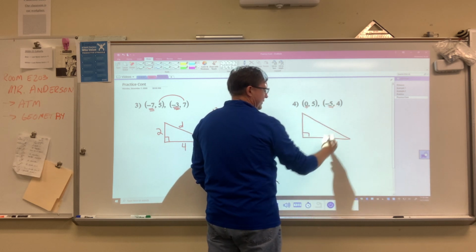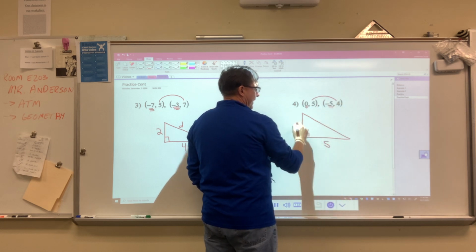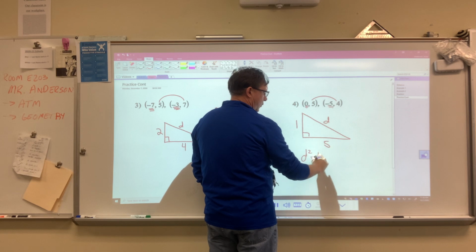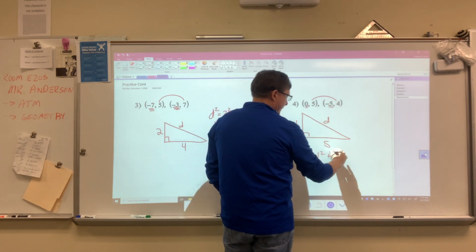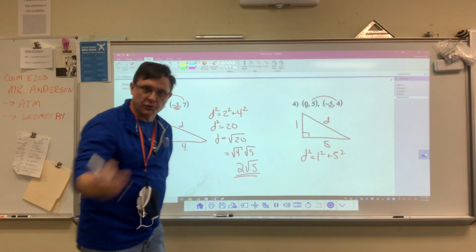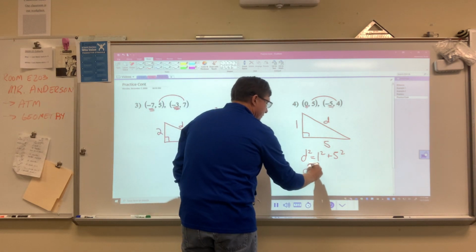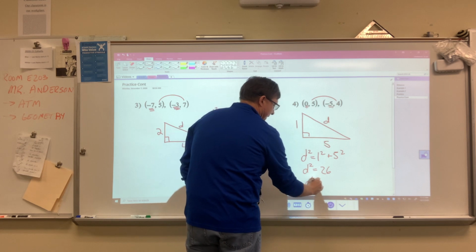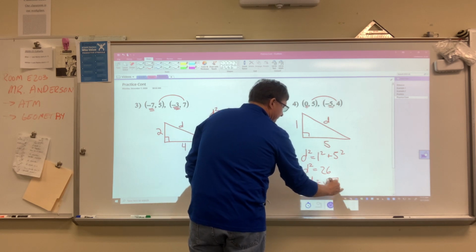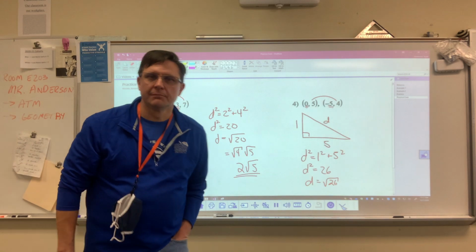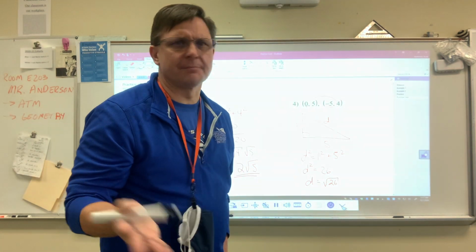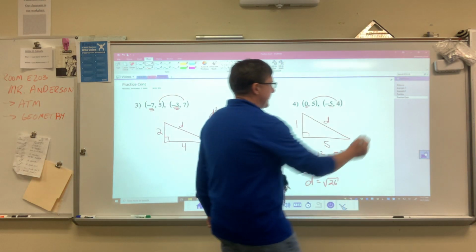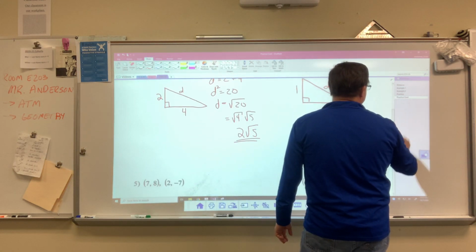On number 4, 0 to -5 is a distance of 5. 5 to 4 is 1. d squared equals 1 squared plus 5 squared. 1 plus 25, use your calculator, you should get d squared equals 26. Take the square root of both sides. And the only factors of 26 are 2 and 13, besides 1 and 26. But 2 and 13, we don't know the square root of 2, we don't know the square root of 13. So that's the answer.